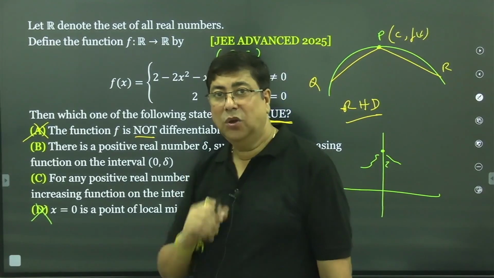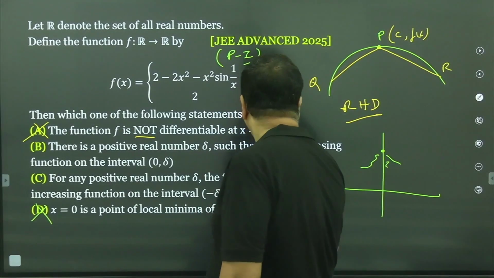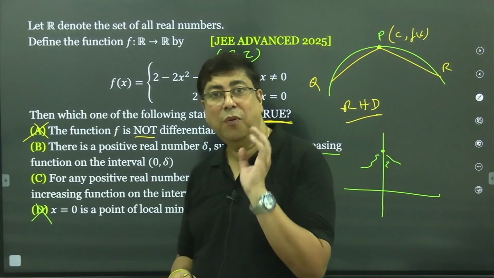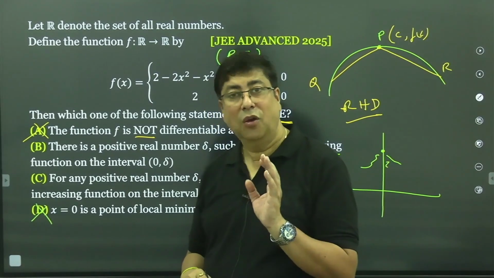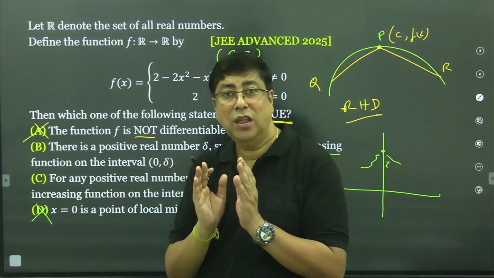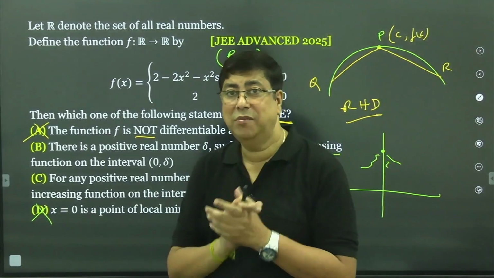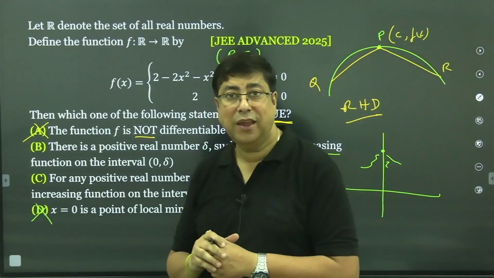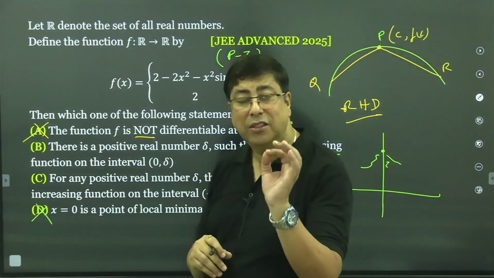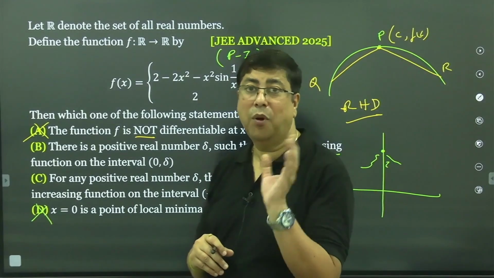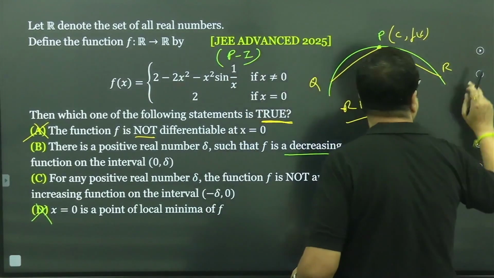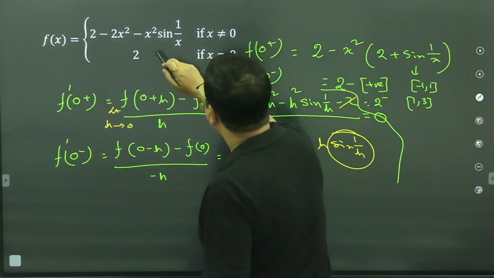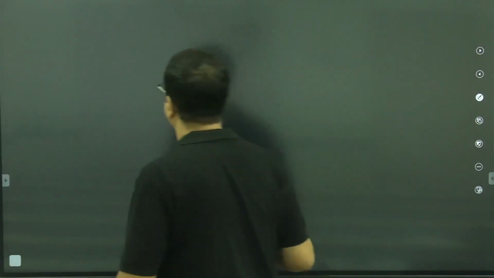So let's think. For increasing and decreasing, we have seen this: in its neighborhood point, the function is decreasing. But for increasing and decreasing, you have to show the differentiability. f dash x should be less than 0 for a decreasing function. So, is it getting satisfied? Let's see, with this question only. This is the question of the problem. Let's discuss this. So f(x) equal to 2 minus 2x square minus x square sine 1 by x.